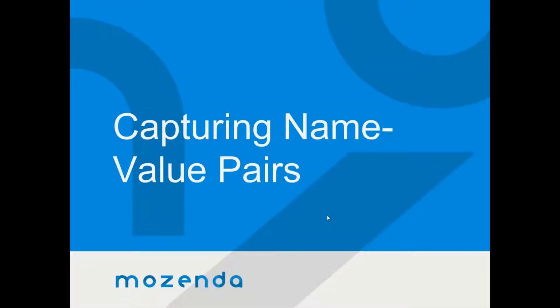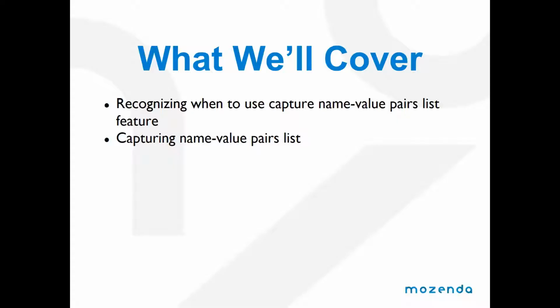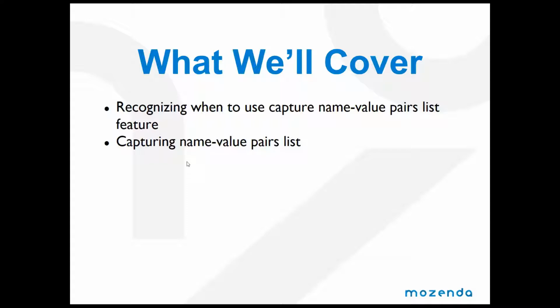Today we want to talk about capturing name value pairs. We're going to talk about how to recognize an appropriate time to use a name value pair list and then how to capture it. Let's check out an example.